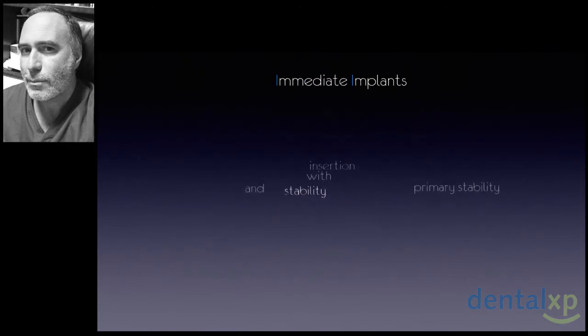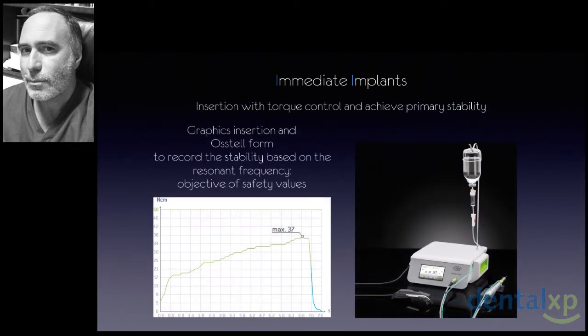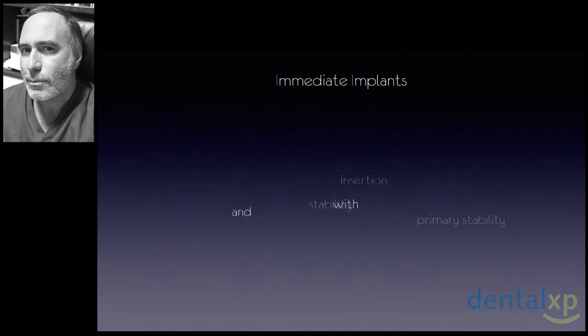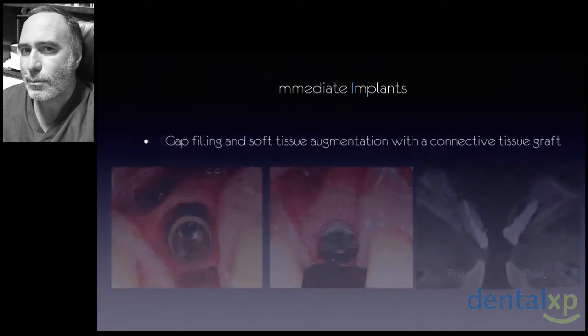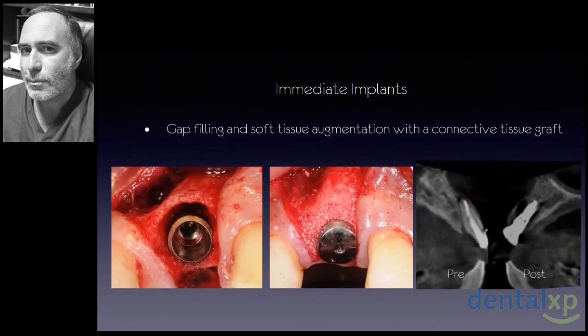Primary stability. With the new implant motors, the presence of graphic insertion and the Osstell module to record the stability based on the resonant frequency give us the possibility to look immediately at the insertion torque and the implant stability. This is very important in immediate implants, when the implant stability is often given only by a few millimeters of apical bone preparation, and when we want to make an immediate loading. The gap filling and soft tissue augmentation with a connective tissue graft.